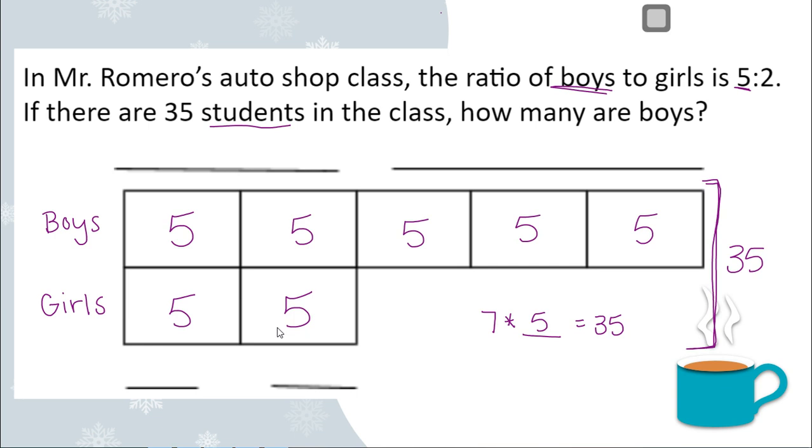Okay, now that we know that there are 5 students for each box, now we need to go back and answer our question. It's asking how many are boys? So let's just look at the row for boys now and add them up. 5 plus 5 plus 5 plus 5 plus 5, or you can just do 5 times the 5 boxes is 25. So make sure you actually answer the question with your units though. How many were boys? 25 boys.